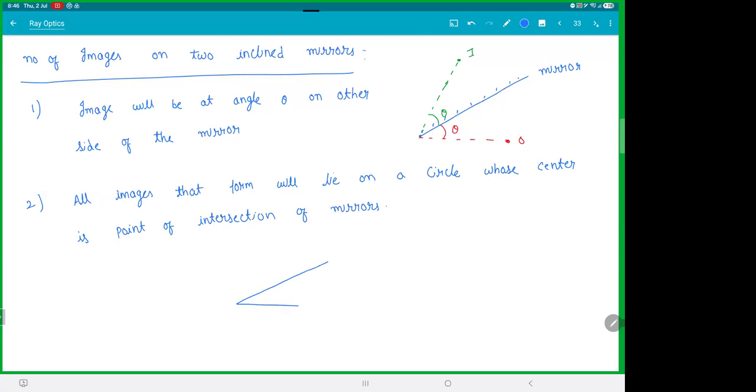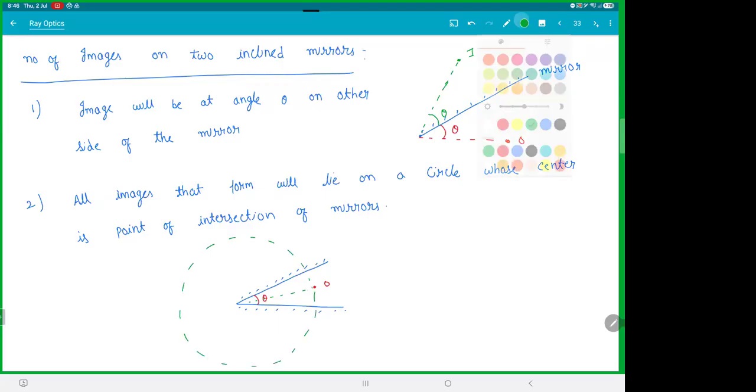So if you have two mirrors, and let's say the angle between the mirrors is theta, and your object is somewhere here. So using this as a distance, if you draw a circle, now this O will form an image somewhere here. That will be I1. O will also form an image somewhere here, I2. Then I1 will form an image here somewhere, I3. I2 will form an image again here, I4. And I4 will form an image, I5. And so on. An image will form another image, and all these images will fall on a circle.